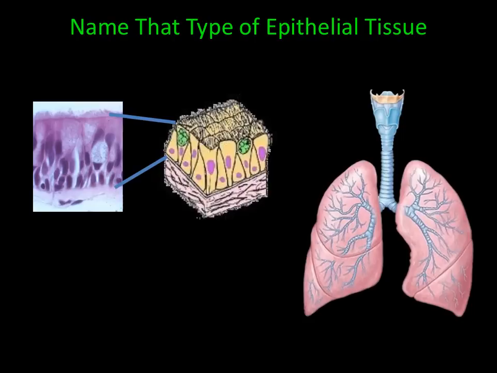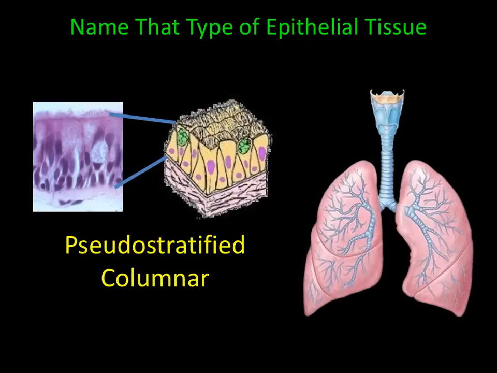Finally, name this tissue. I'm not going to lie, this tissue is going to be tricky. In this image, you see a single layer of rectangular shaped cells that give the appearance of being more than one layer. This type of epithelial tissue you will find lining the trachea or the windpipe of the respiratory system. The name of this tissue is pseudostratified columnar epithelial tissue. The columnar part of the name is easy to understand, the rectangular shaped cells.